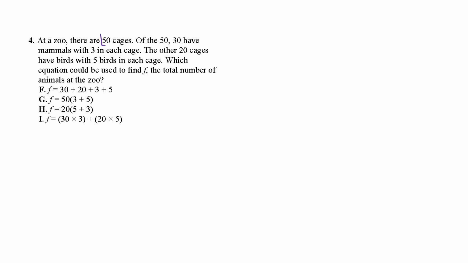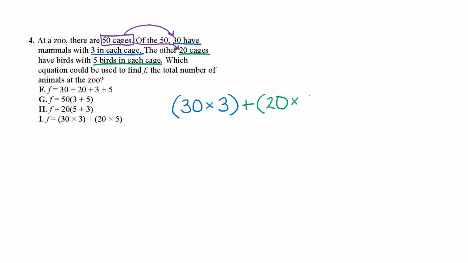We know we have 50 cages, and the 50 cages are broken into 2 different groups, 30 and 20. So let's take a look at the 30 first. 30 cages have 3 animals in each cage. So we have 30 cages, and in each cage we have 3 mammals. We're going to add the next set, which is 20 cages, and they have 5 birds in each cage.